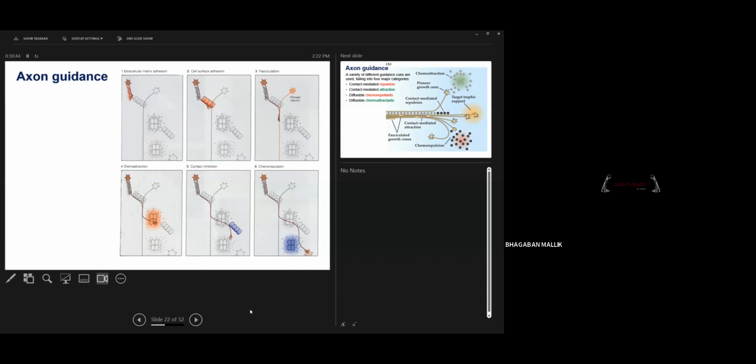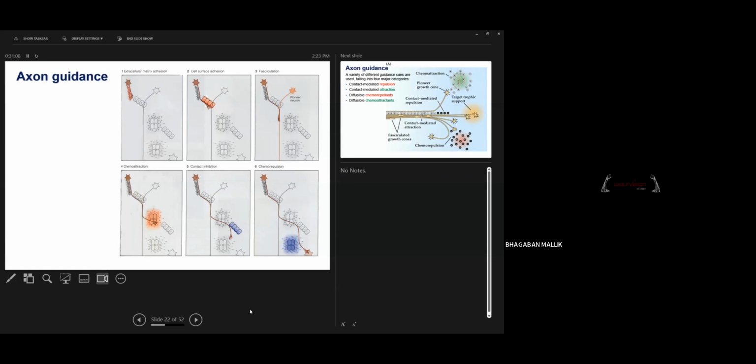The third step is fasciculation. It forms a bundle with the existing neuron. So this is the pioneering neuron, the existing neuron. It has its own axon. First it extends its axon, binds to the extracellular matrix, which is here. Then it attaches to the surface of the other axon, the pioneering axon, and forms a bundle. So this is called the fasciculation stage.